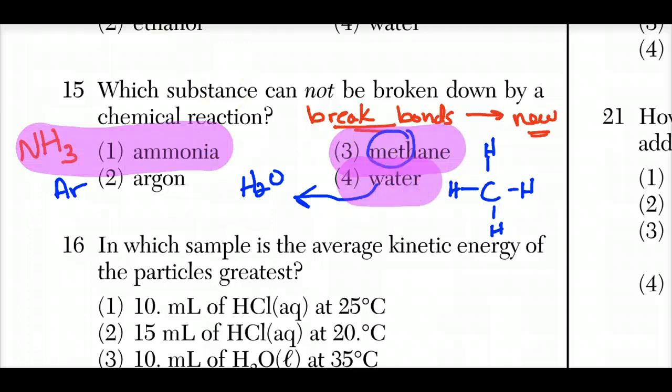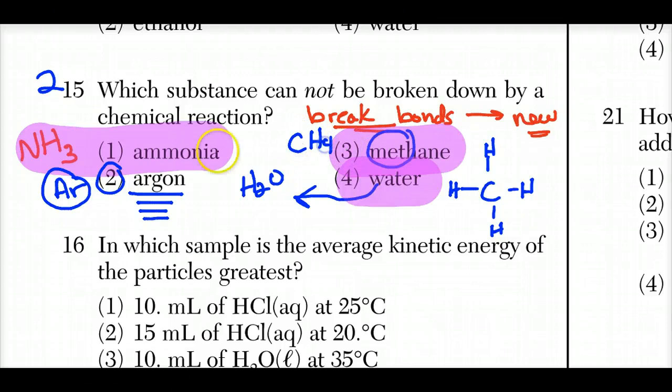The one that is different, that cannot be broken down into anything simpler because it's already made up of unique atoms differentiated by their different number of protons, is argon. So 15 is 2. You can't break an element down into anything simpler, but you can break down compounds because compounds, like this one, CH4, can be what?